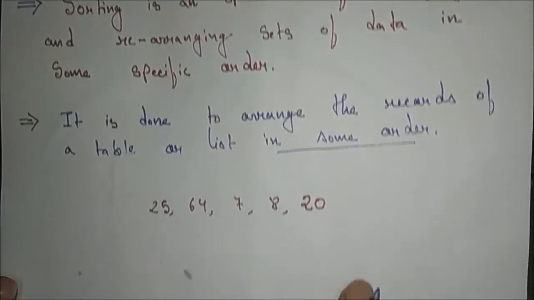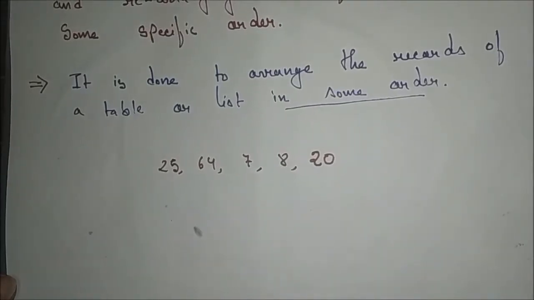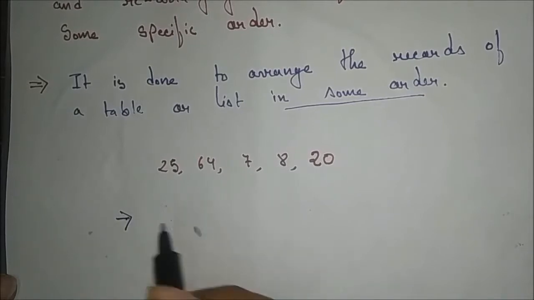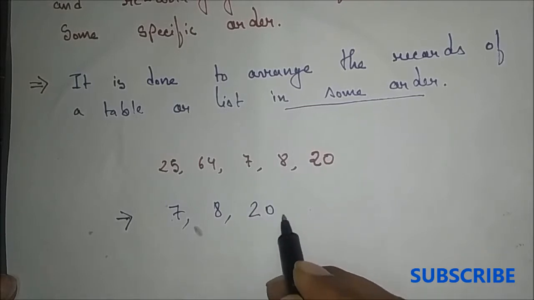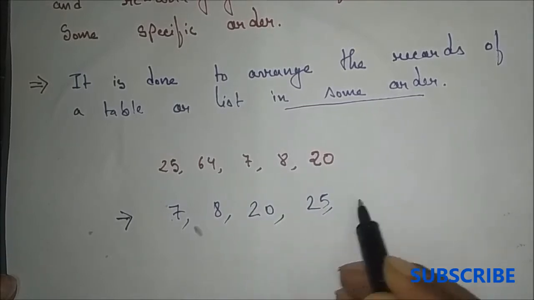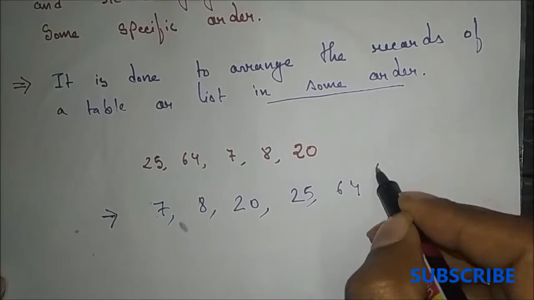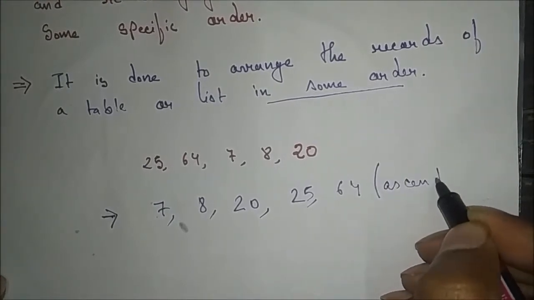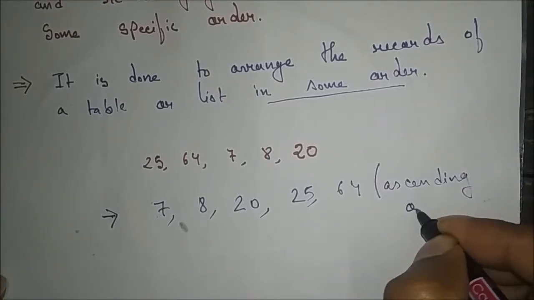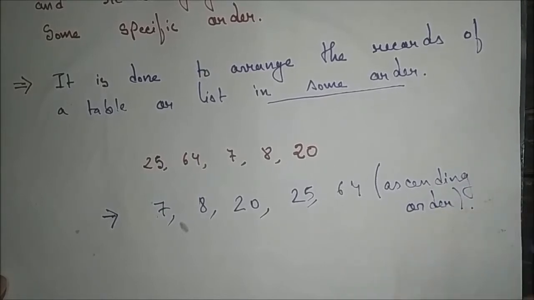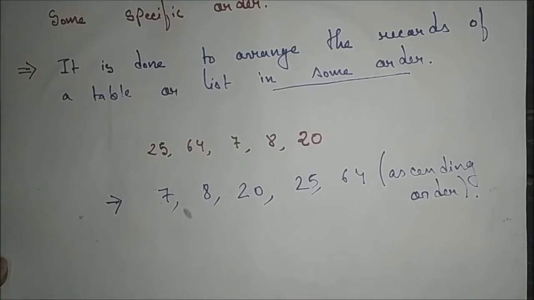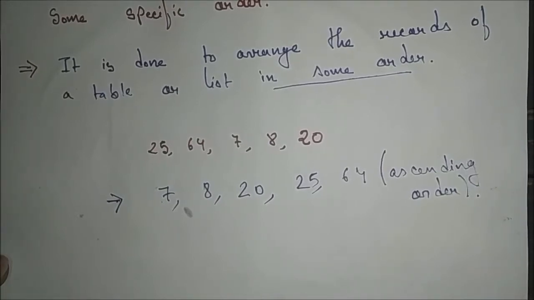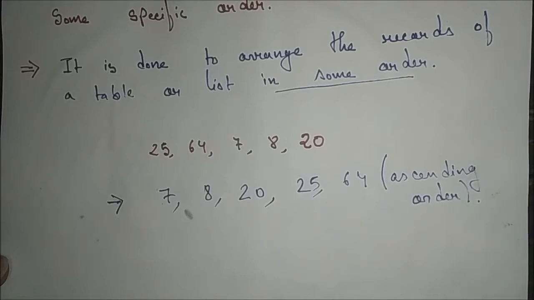Here I have taken some numbers. If I sort these numbers in increasing order, it will look like this: 7, then 8, then 20, then 25, then 64. Increasing order means ascending order. So we are sorting these elements in ascending order. You can also sort these elements in descending order. In most sorting algorithms, ascending order, that is increasing order, is followed.